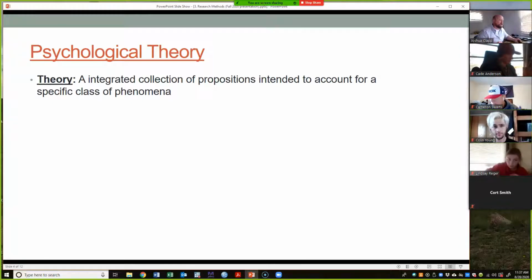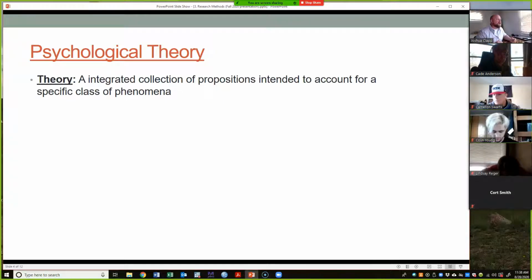So, what we need or want to start out with our research is some sort of theory. Our definition, I think I pulled this from Myers: an integrated collection of propositions intended to account for a specific class of phenomena. Our theory is how things work. Essentially, it's our explanation of how things work and fit together.